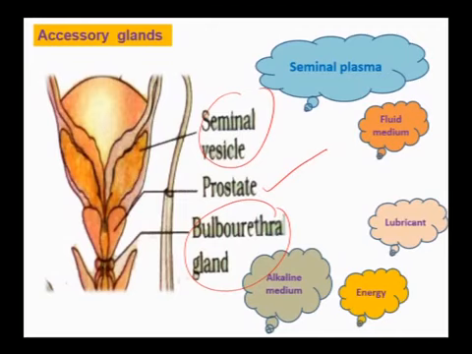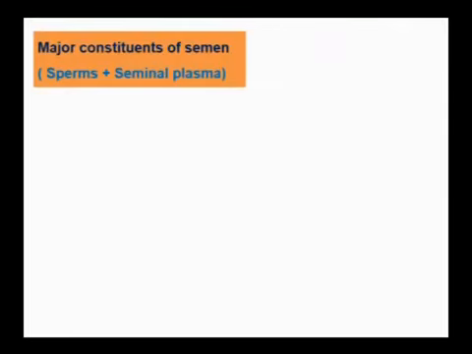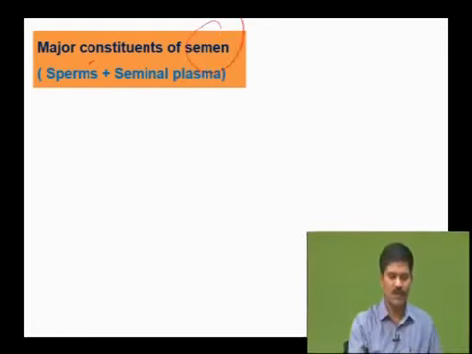The secretions of accessory glands are called seminal plasma. It is mixed with sperms in the duct system and it forms semen. Here, when we say semen, we combine both. So sperms along with the seminal plasma are called semen. Seminal plasma and sperms together constitute semen.